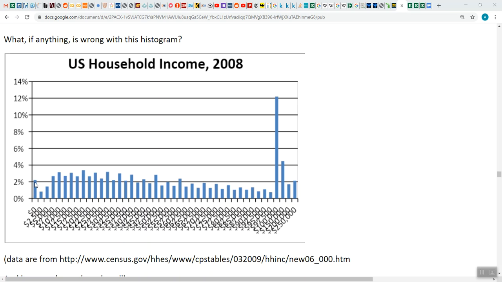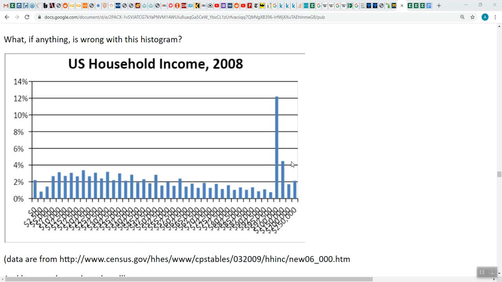0 and $2,500 and how many were between $2,500 and $5,000, etc. I think this might be before counting government assistance, like the Supplemental Nutrition Program. So does this make sense to you? Is there anything strange about this graph?